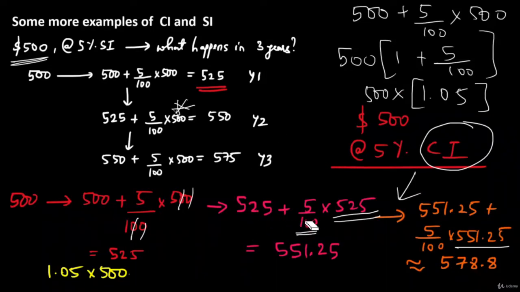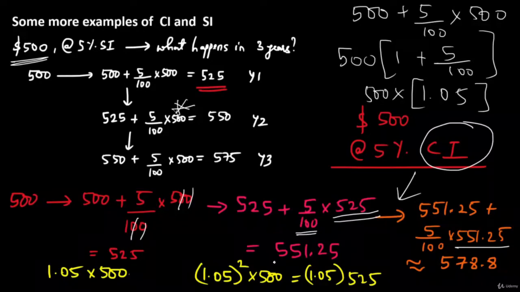If you look at what we have over here, this could be written as 1.05 the whole square into 500. How did I get that? Let's try to understand that. Now another way of writing this is 1.05 into 525. This logic is the same, right? So you have 525 over here and you have 525 over here.